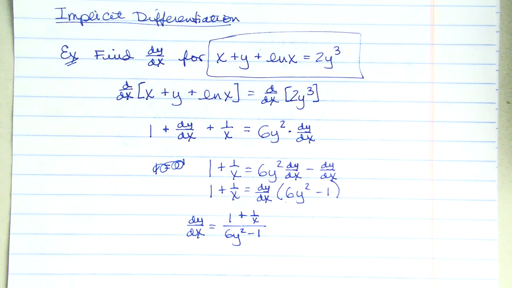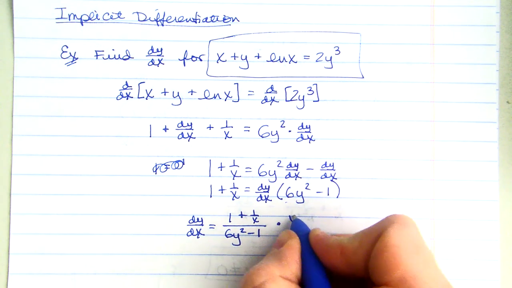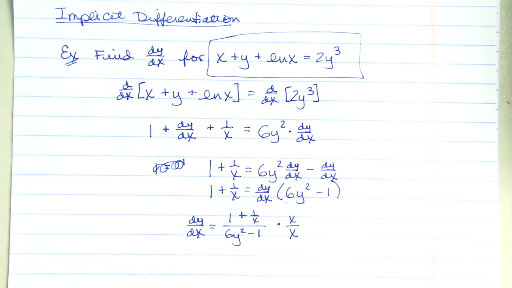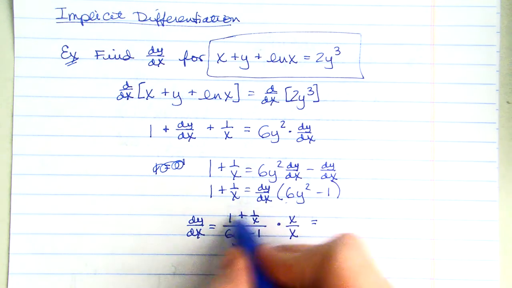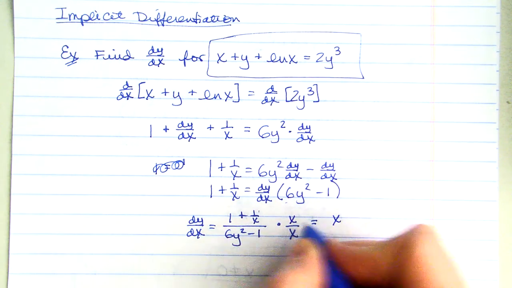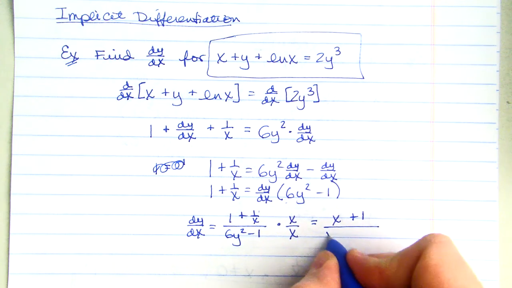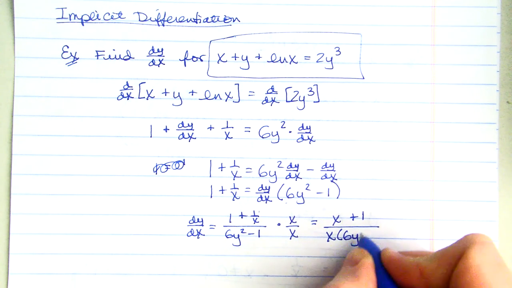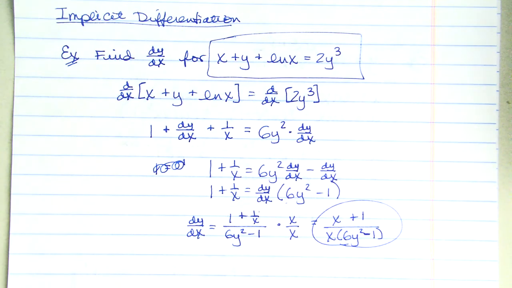You think I'm okay with that answer, though? Of course I'm not. You're not okay with leaving fractions inside fractions. The way we can finish this is we can multiply the numerator and denominator by x. When I do that, I'm going to distribute up top. x times 1 is x. 1 over x times x is 1. And the denominator, I'm not going to bother. I'm just going to leave it factored out. And I'm going to say that this is my derivative. I'll pause so you can make sure this is all in the notes.